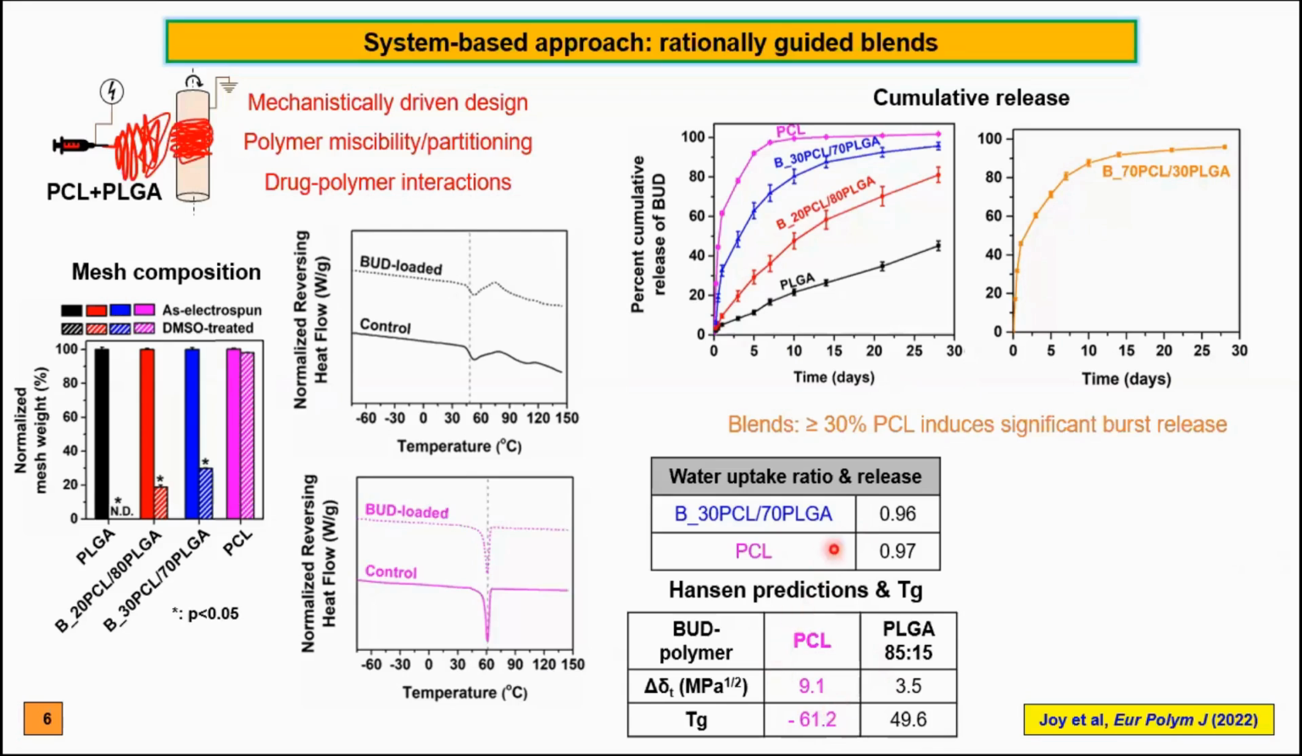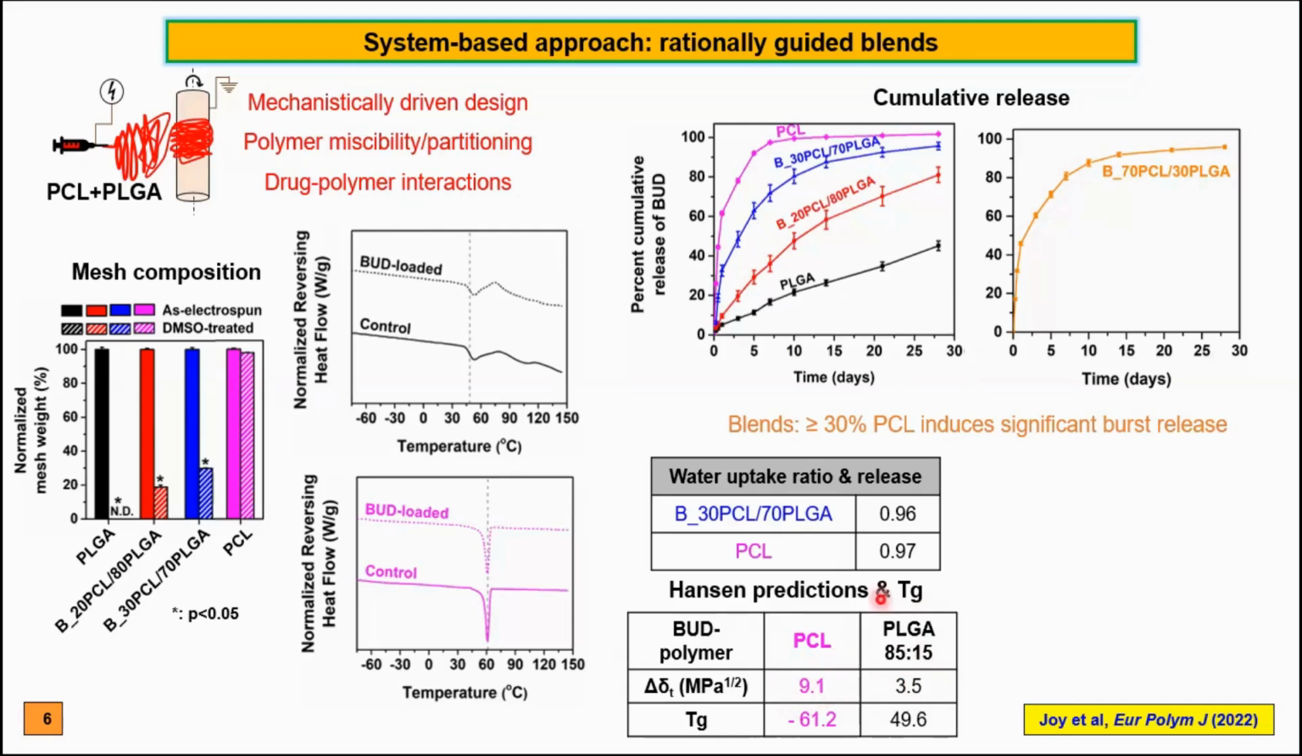Second thing is the Hansen predictions also show poor miscibility between drug and polymer for PCL. So anything above 7.5 is considered partially miscible, and anything less than 4 or so is considered miscible. So you see that for PLGA the drug is fully miscible in the solid state, whereas in the PCL the drug only shows partial miscibility.